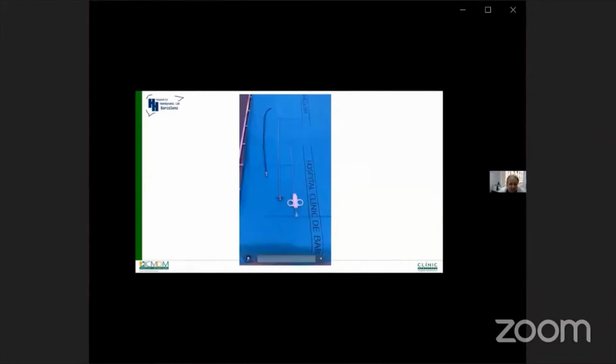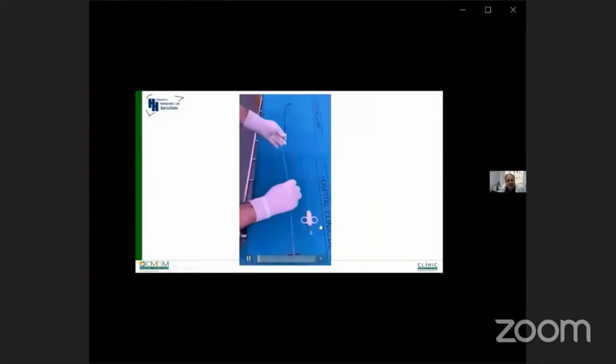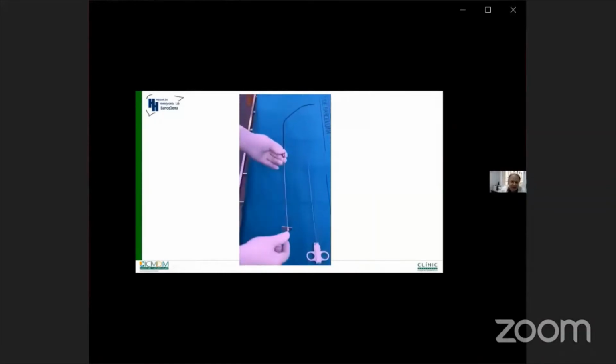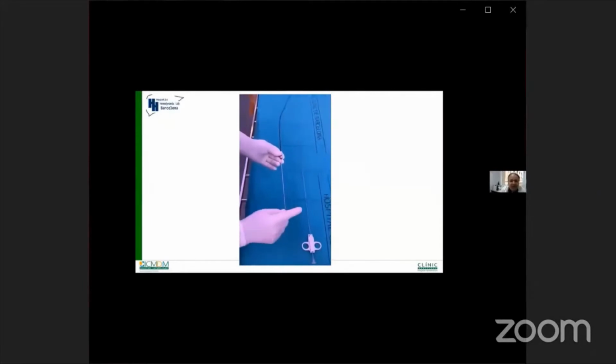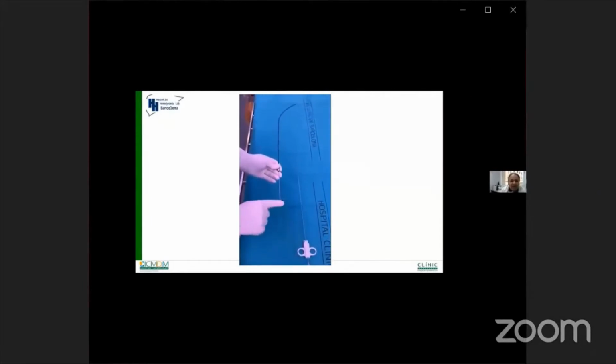This is the video. You can see here the video. Okay, this is the black sheath. Imagine that it is inside the hepatic vein, and then you advance the needle. And you always need to look very carefully at the arrow of the needle.